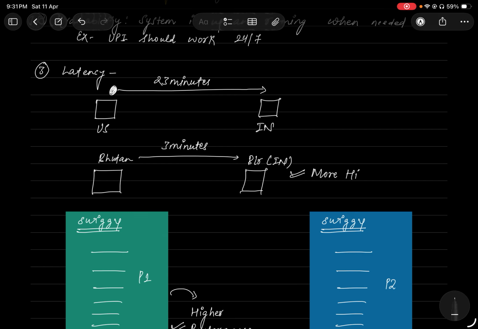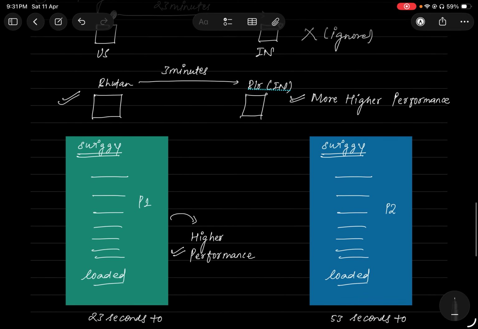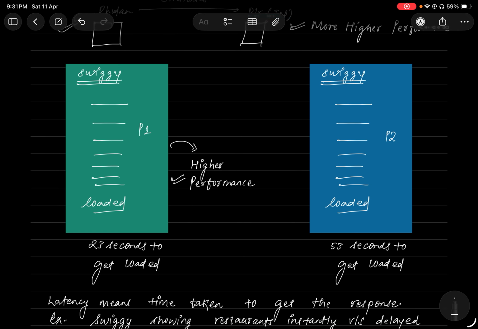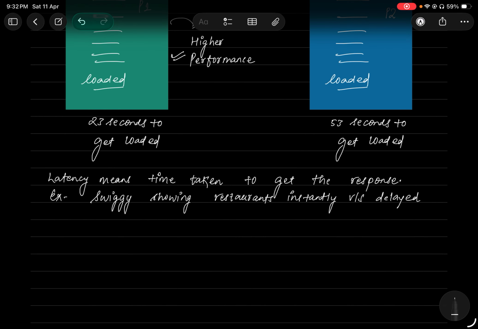So this one is higher performance. We will consider this for real-time applications, and we will ignore the other. We will find some way to decrease this latency time. Then we took the example of Swiggy for person 1 and person 2, where it takes 23 seconds for one person and 53 seconds to get all the information for person 2. So overall, person 1's system is more compatible and higher performance. And then we discussed latency with an example for the real scientific terms.